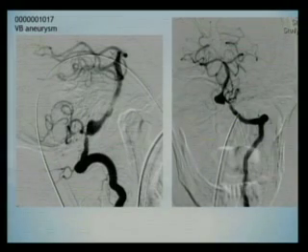And this is the angiogram. This is the lateral of the vertebral angiogram, and this is the aneurysm here at the bottom of it. And here's an AP view.